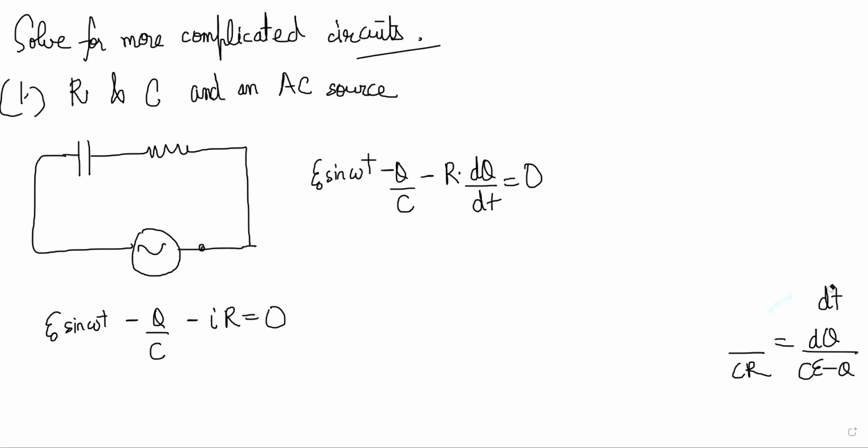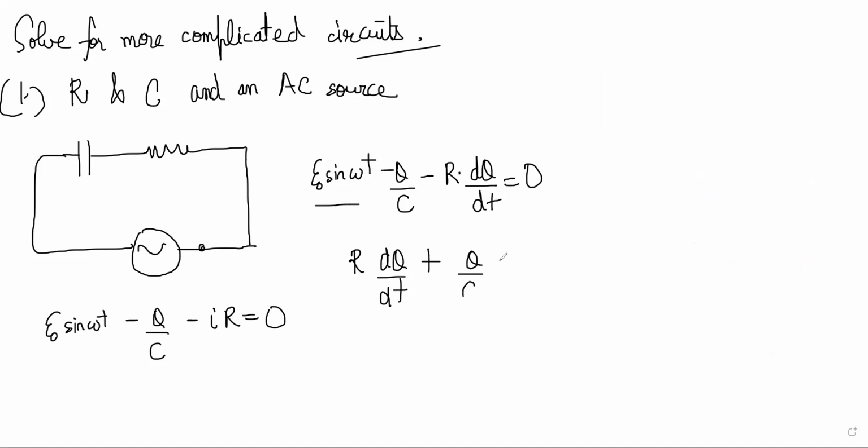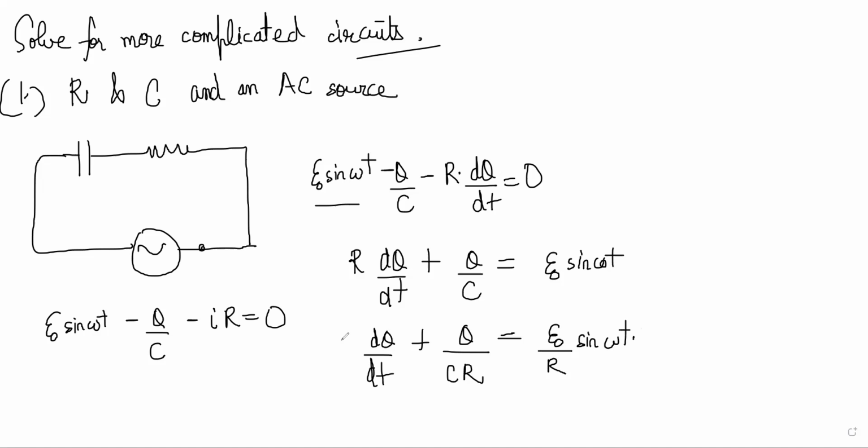That is our job. The problem is that there are two places where variation is happening; here also, unlike earlier, when this was a constant, which was making our life easy. So we can write this as R dq by dt plus q by C is equal to E naught sine omega t, and dq by dt plus q by CR is equal to E naught by R sine omega t. This is just rewriting the equation.